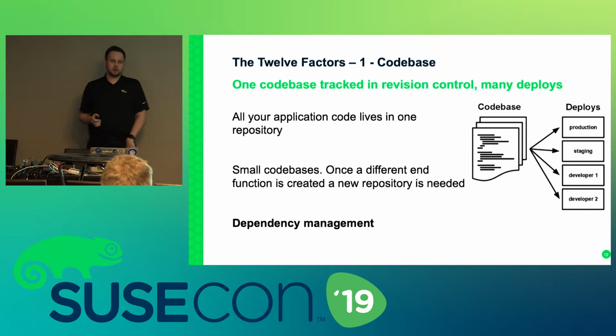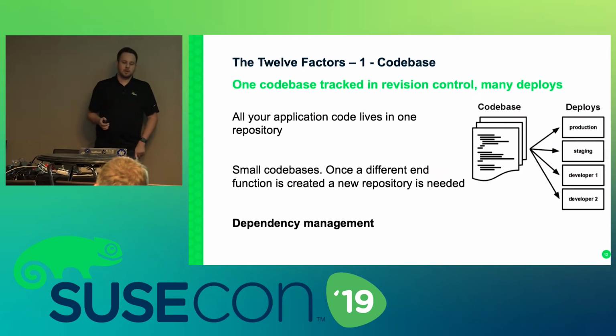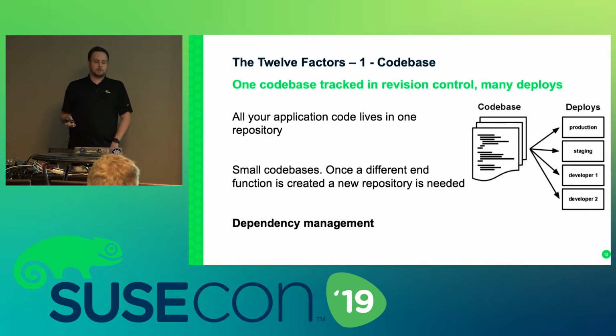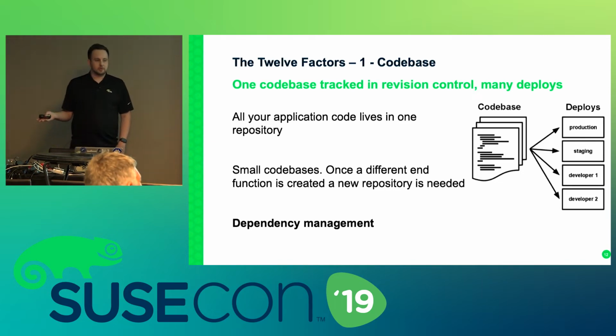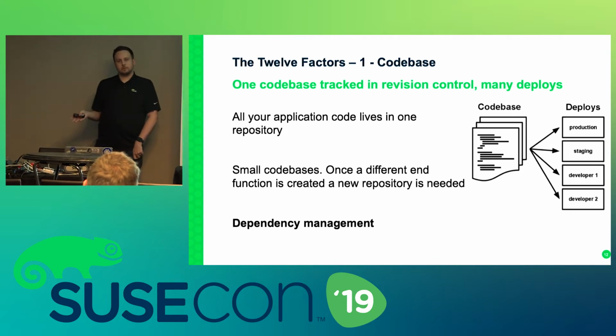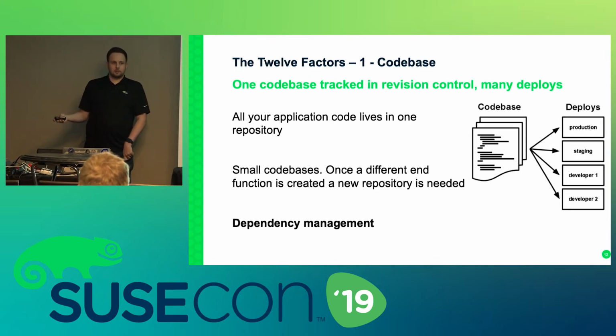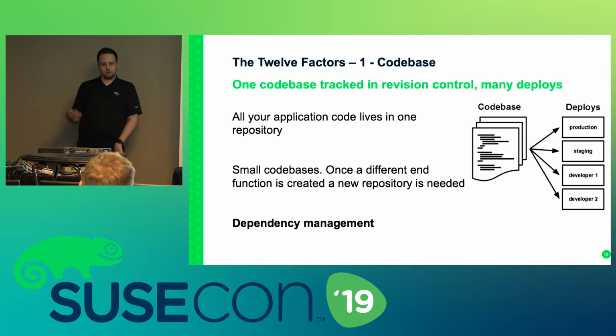So starting at number one, the first factor says that there should be one code base that's tracked in revision control and has many deployments. Now, source code control isn't new to hopefully anyone here. But having said that, I was at a customer a couple of weeks ago, a small development team of 5, but they were still storing all of their code on NFS shares without any kind of source control or revision history. So those practices are still out there.